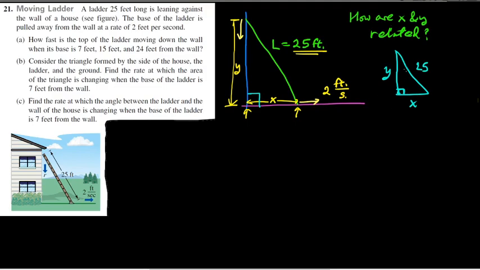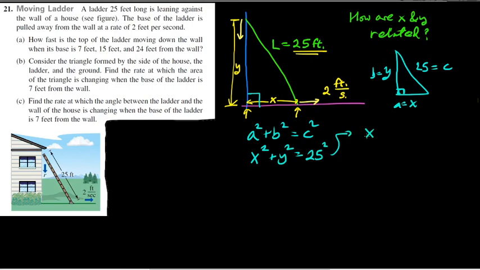So this is a right triangle. And what do we know about right triangles? The Pythagorean theorem. In this case, instead of a we'll use x, instead of b we'll use y, and instead of c we'll use 25. So this is really x squared plus y squared equals 25 squared, which is 625. So x squared plus y squared is 625 square feet. That answers my question: how are x and y related? This is how they're related.